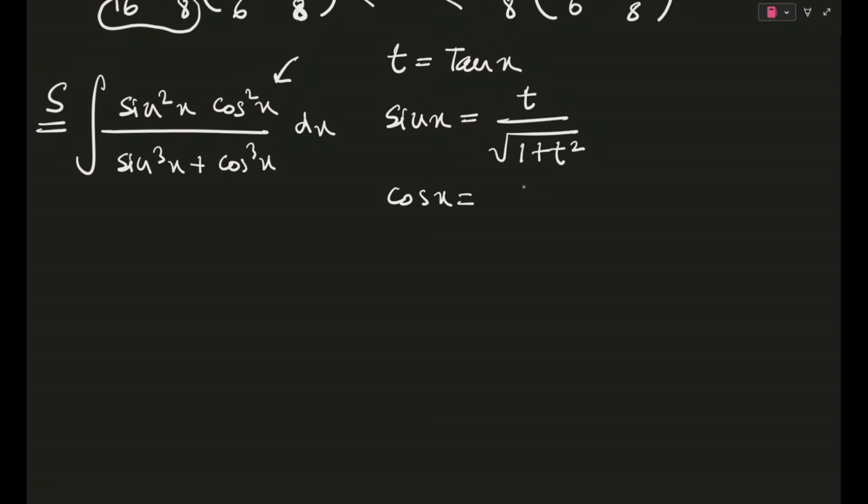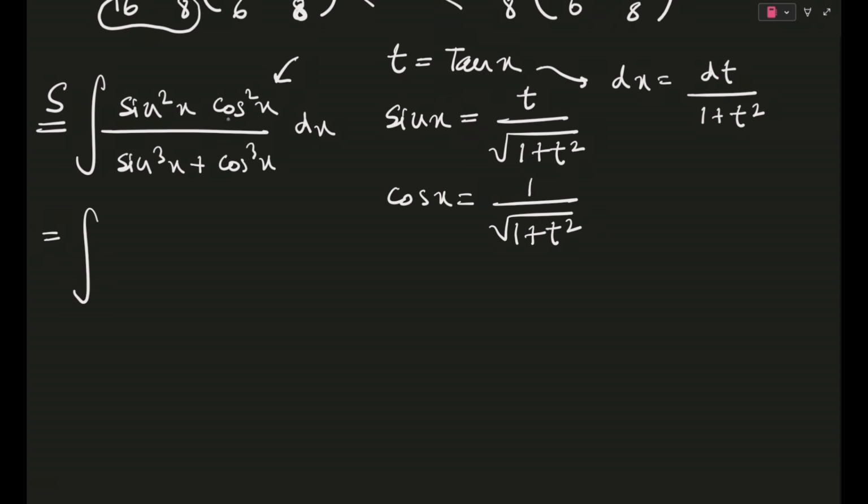Cos x would be your 1 by root 1 plus t square. And from here, if you take dx, then it will be dt by 1 plus t square, because x is tan inverse t. After this, you just put in the values and you will automatically get this in terms of t. So I am not going into the calculation. I will directly write what will come.